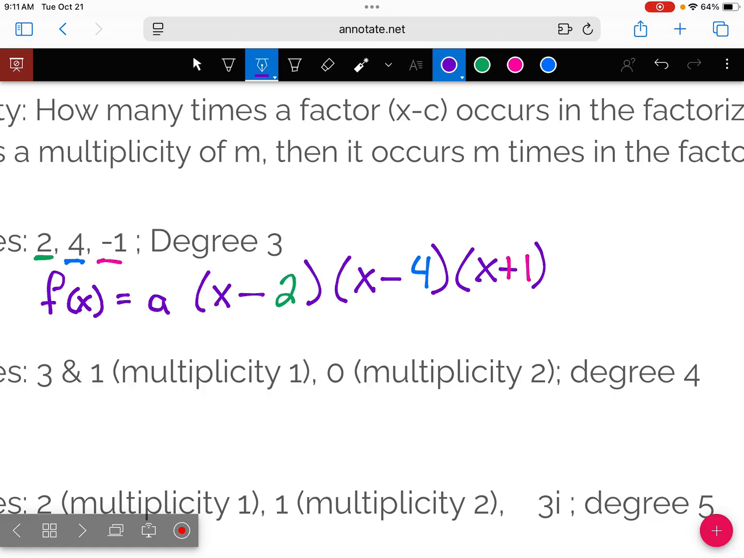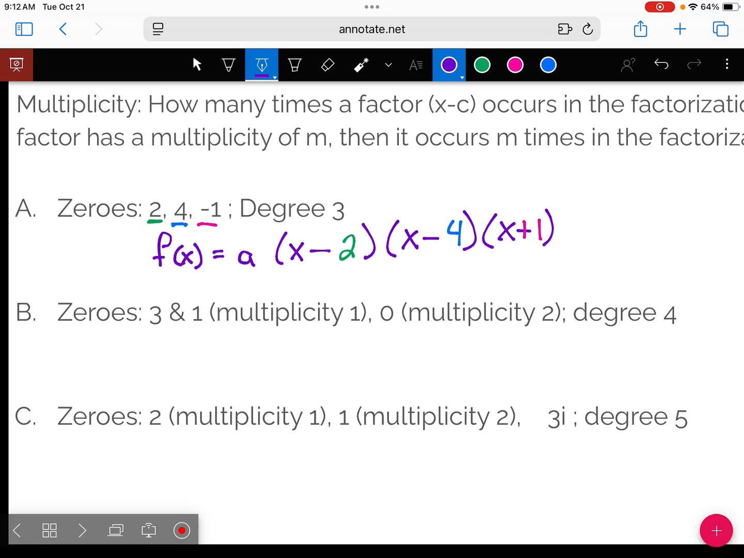Degree 3, the only place that's showing up is we have 1, 2, 3 x's being multiplied together. So if we were to multiply this out, we would have an exponent of 3. We're just leaving them in factored form. So the degree a lot of times is going to be a way for us to check.